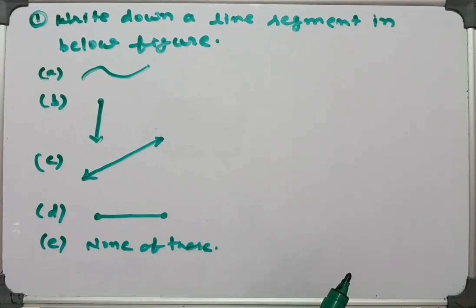In this question, you have to tell which one is a line segment. I think you have seen my earlier video about a line segment. The definition of a line segment is a straight path in which both the end points are fixed. So check which condition is fulfilled here.